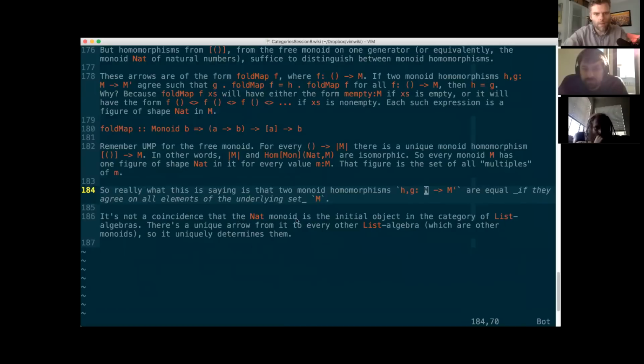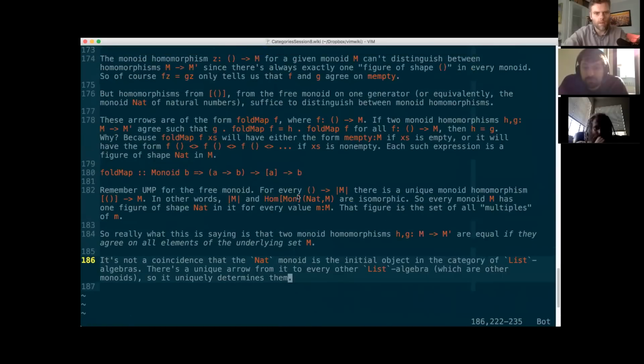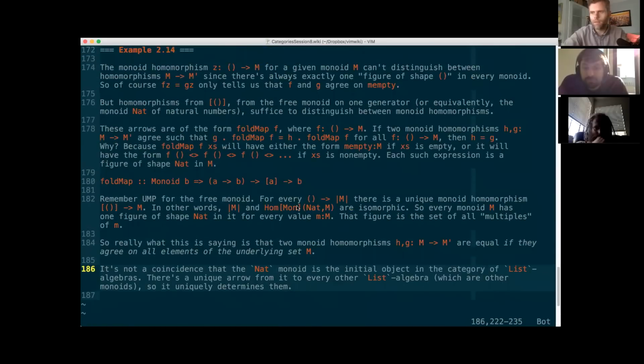So it's not a coincidence that the natural numbers monoid is the initial object in the category of list algebras. There is a unique arrow from it to every other list algebra, which are the other monoids, so it uniquely determines them. Yeah, so all of this really just follows from the freeness of the list.